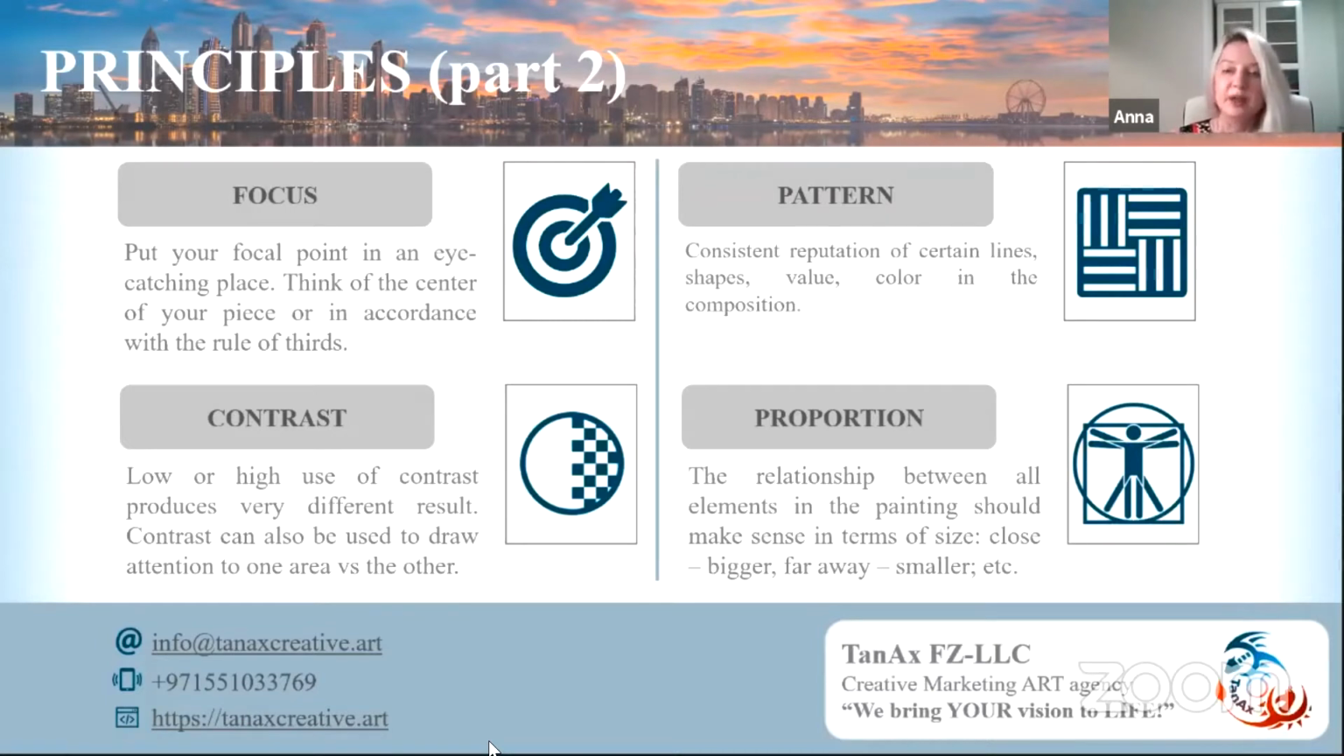Then contrast. So contrast is basically the contrast between different elements. And it cannot only be just how bright or dark the element is, it can also be different color contrast. It can be different shape contrast. It can be different types of contrast. Finally, pattern. This is repetition of certain shapes, values, colors through the composition. This would be very common in mandalas, if you know what a mandala is. It's a round or square ornament, basically, pattern. So that's what we're talking about here.